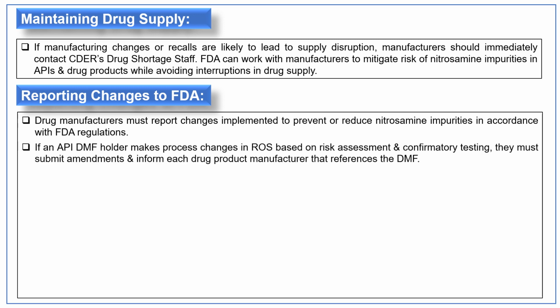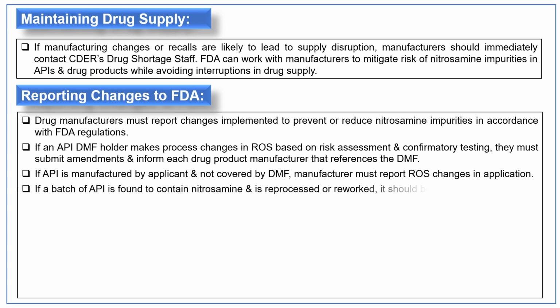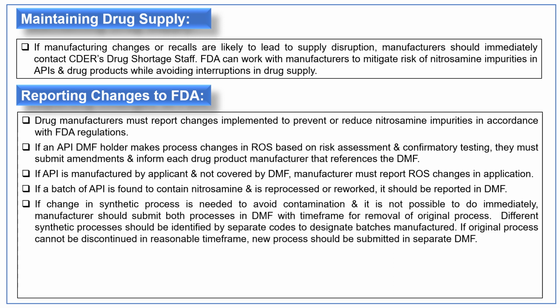If an API DMF holder makes changes to the ROS based on the risk assessment and the confirmatory testing, they must submit amendments and inform the manufacturer that references the DMF. If the API is manufactured by the applicant but not covered by the DMF, manufacturers must report ROS changes in the application. If a batch of API is found to contain nitrosamine and is reprocessed or reworked, this should be reported in the DMF. If changes in the synthetic process are needed to avoid contamination, it is not possible to do it immediately. Manufacturers should submit both the process and the DMF with a time frame for removal of the original process. Different synthetic processes should be identified by separate codes.